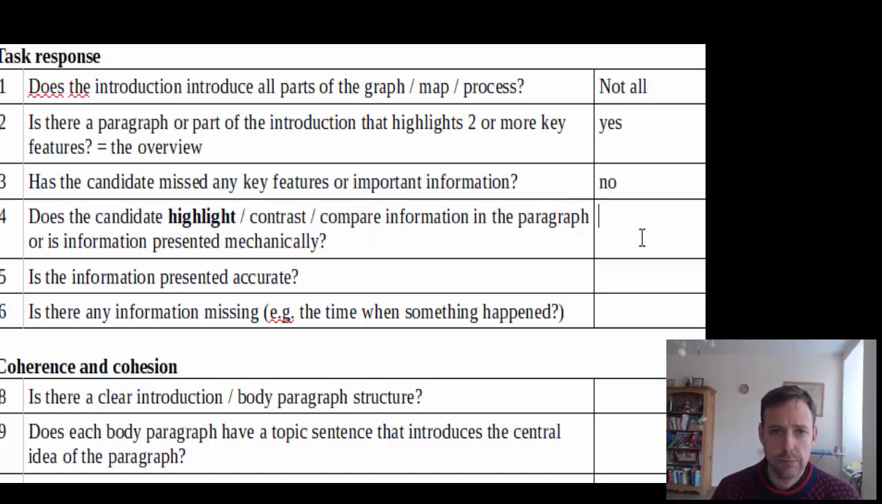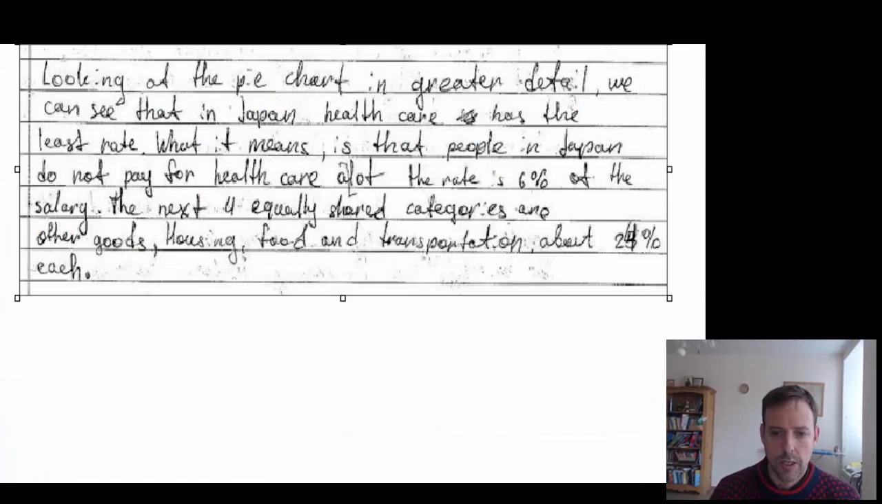Not really, no. Unfortunately, it's a subjective exam. Another examiner might say, oh, you needed to look at that, but it looks okay. Does the candidate highlight, contrast, compare information in the paragraph, or is information presented mechanically? Okay, so here we have to look at the paragraphs. If you remember, the 2 key features were that it was even in Japan and there was this big one in Malaysia. This is more organization, coherence and cohesion, but it's still part of how you answer the question. It makes sense to organize it that way as you write.